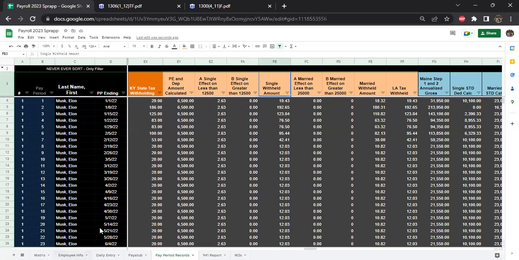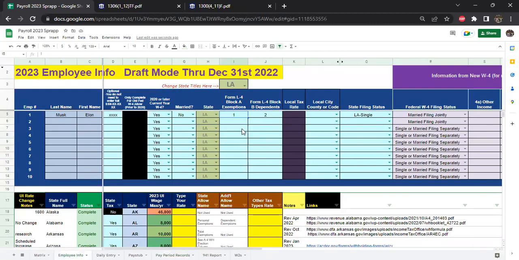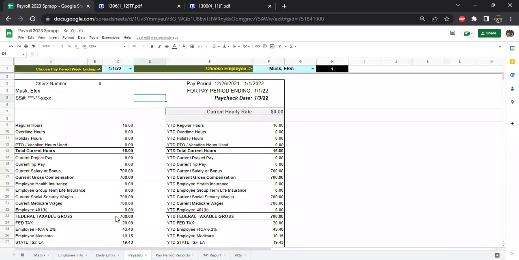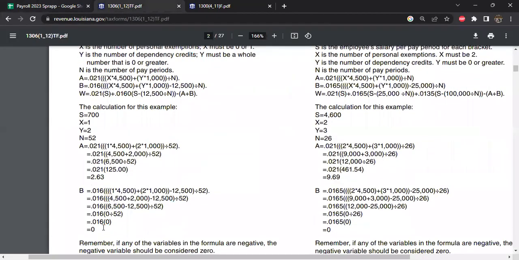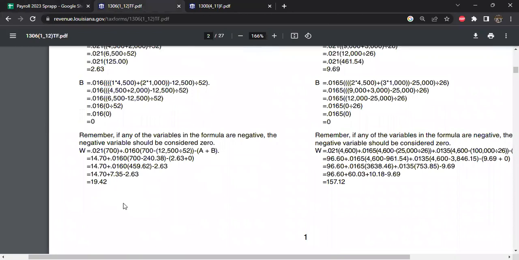Well, that means 1 personal exemption, 2 dependents. They are LA single, and the amount of money is $700 a week, which I already put in here. And the answer is $19.43 is your Louisiana withholding, and they said $19.42.